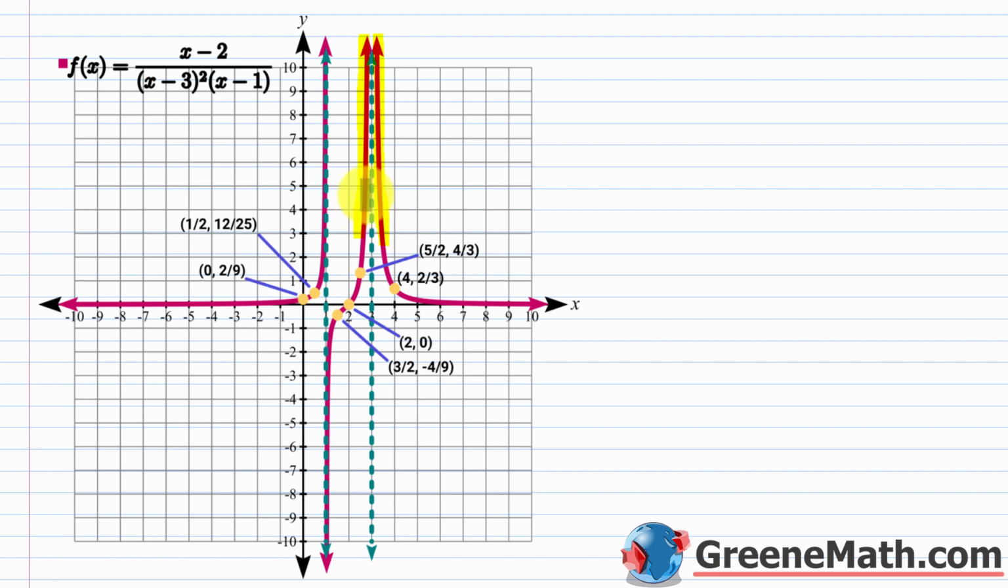Again, that's because the multiplicity of that 0 was 2, and that's even, so that's what's creating that. There's not going to be a sign change from one side of that asymptote to the other side. So that's one of the most important things to understand with this, because if you don't get that, you might end up drawing this wrong.